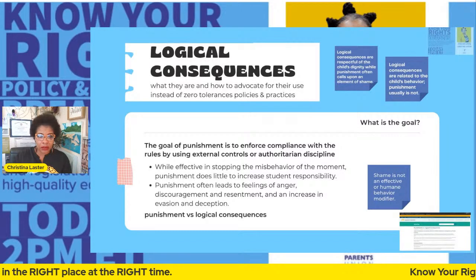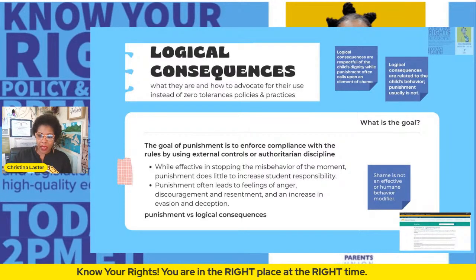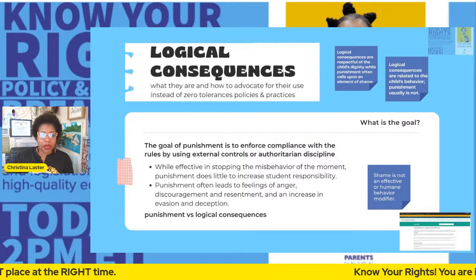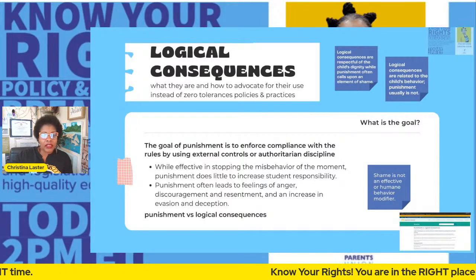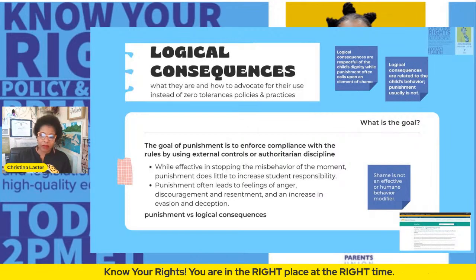Discipline is interesting because discipline comes from another word, discipleship, right? And so looking at how to effectively train a child to have those mechanisms of self-control and self-discipline, right? Punishment often leads to feelings of anger, discouragement, and resentment, and an increase in evasion and deception. So we see that the behaviors become worse.